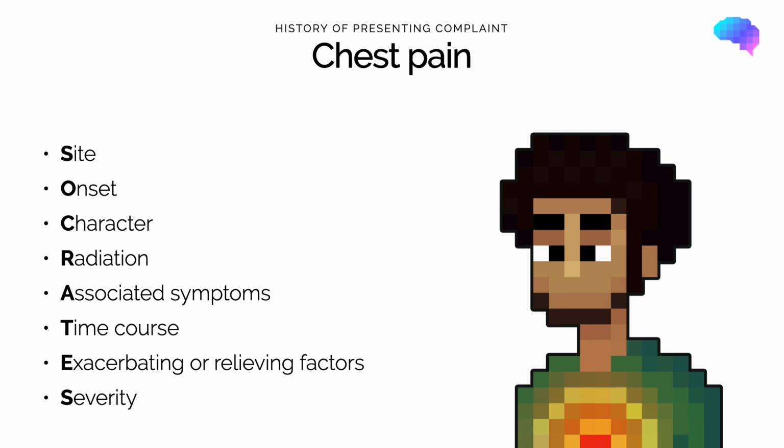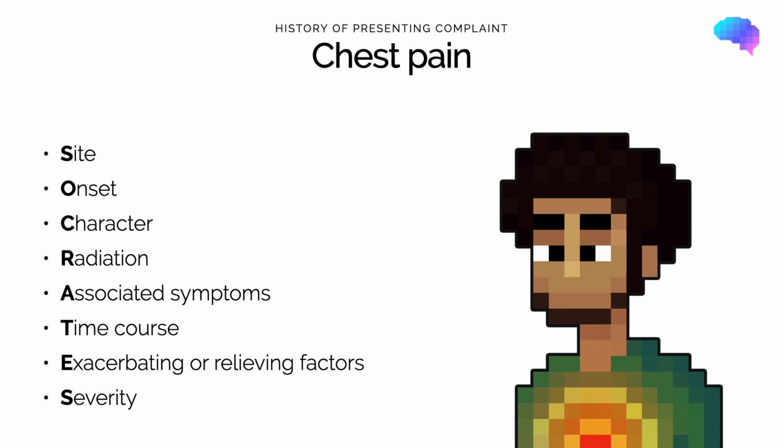Next up, we need to explore the character of the pain. So some useful questions to figure this out might include, how would you describe the pain? Is the pain sharp or more of a dull ache? Chest pain associated with myocardial infarction is typically sharp in nature and is often associated with a sense of pressure on the chest. Next, we need to ask about radiation of the pain, and by that I mean, does the pain move anywhere else? Chest pain associated with myocardial infarction typically radiates to the left arm, neck, and jaw.